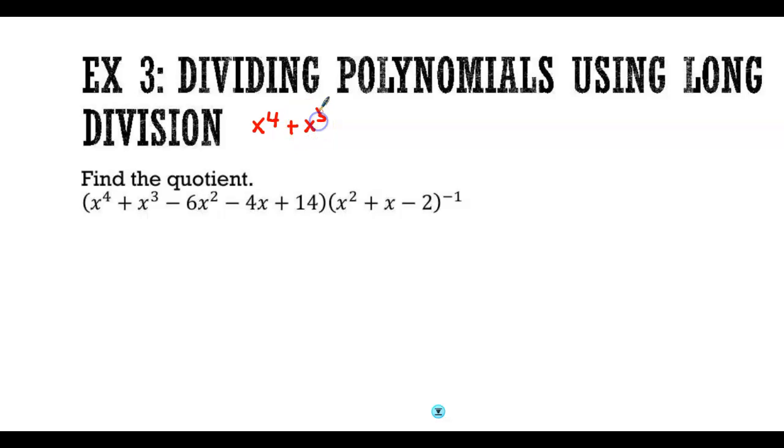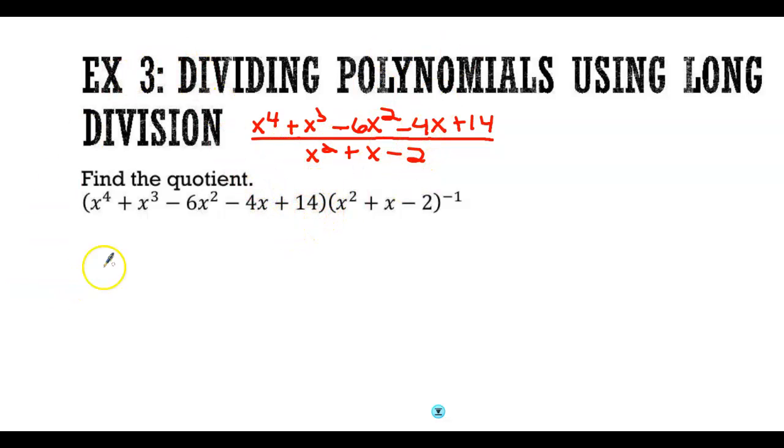X to the third minus 6x squared minus 4x plus 14, and that would technically be over x squared plus x minus 2. I know it's tempting to just go ahead and try to cancel things on top and bottom that are the same. You can't do that per se when you have addition or subtraction signs in between. You can only do that if I had multiplication signs in between. So let's go ahead and try to work this out on the side here. Hopefully I have space.